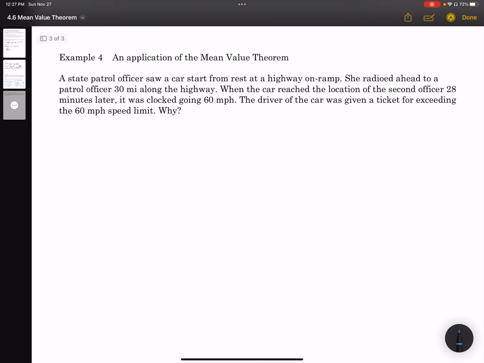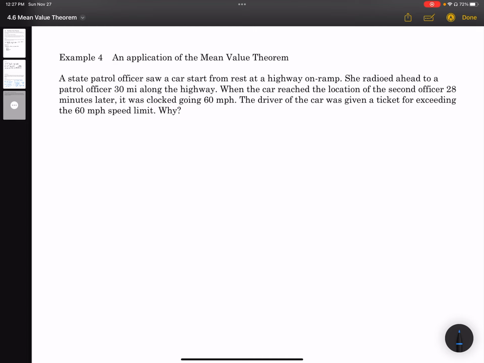And the last thing is an application of the mean value theorem. So any calculus teacher at some point is going to show you this famous speeding problem. A police car sees somebody start driving, and they radio ahead to an officer 30 miles away. The car reaches the second officer 28 minutes later, and their clock shows 60, but the driver was still given a ticket for going faster than 60 miles per hour.